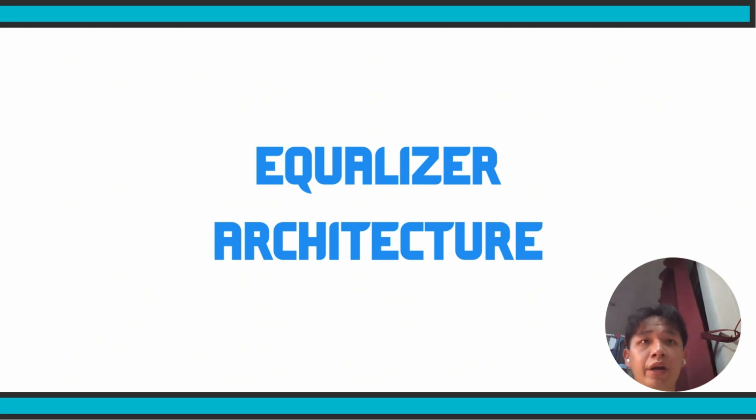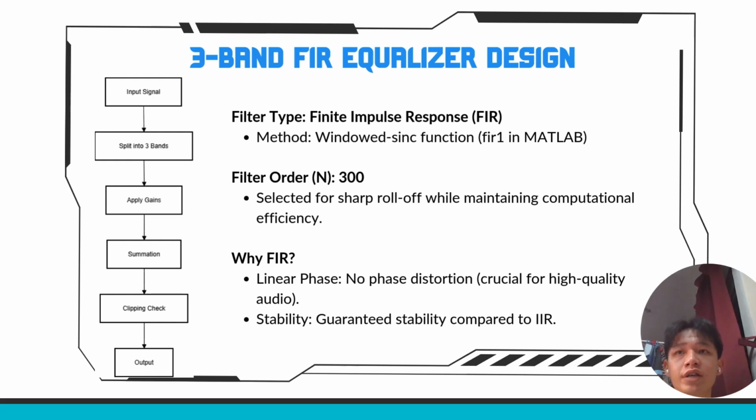Okay, then let us continue to the equalizer architecture. For the equalizer design, we implement a three-band system using FIR filters, specifically for their linear phase properties, which ensure that the audio signals do not suffer from phase distortion, and for their inherent stability. We selected a filter order of 300, which provided a sharp enough transition between the frequency bands to isolate the bass, mid, and treble effectively without requiring excessive processing power. I also show the flow chart there. We use the three-band FIR equalizer design.